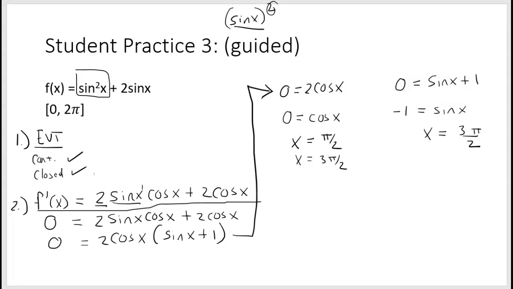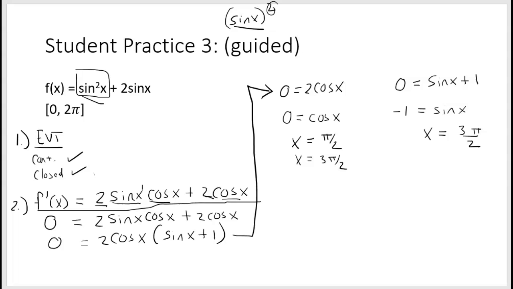But then you're going to multiply it by the derivative of the inside, which is cosine. So that's that first piece. The next piece, the 2 is a multiplicative constant, so that just stays there, and the derivative of sine is cosine. So there's your entire derivative. Now we set that equal to 0.